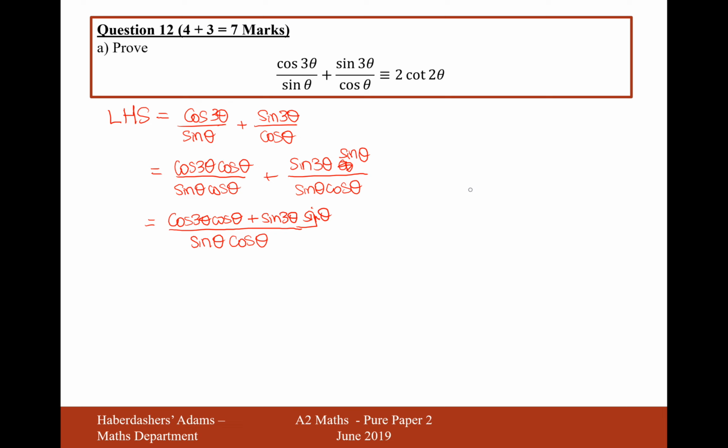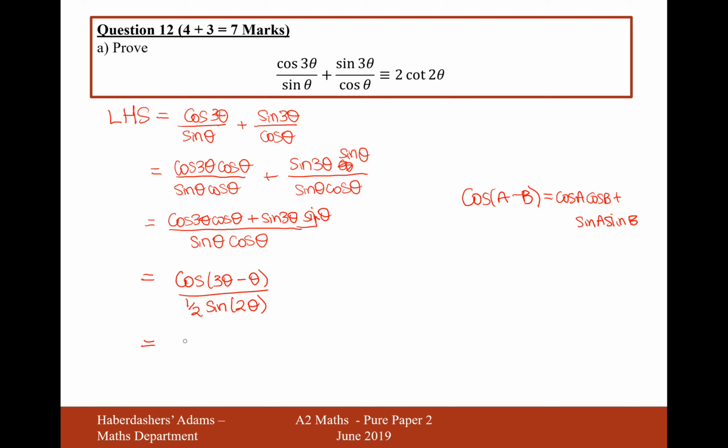Now the numerator looks very similar to the cos A minus B formula, that is cos A cos B plus sine A sine B, where effectively A is 3 theta and B is just theta. So on the top, this can be simplified now to cos of 3 theta minus theta, and that will eventually simplify to cos 2 theta. And then the denominator looks like the double angle formula, but only half of the double angle formula for sine, so it's going to be a half sine 2 theta.